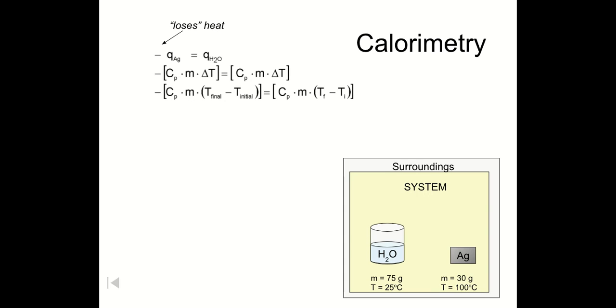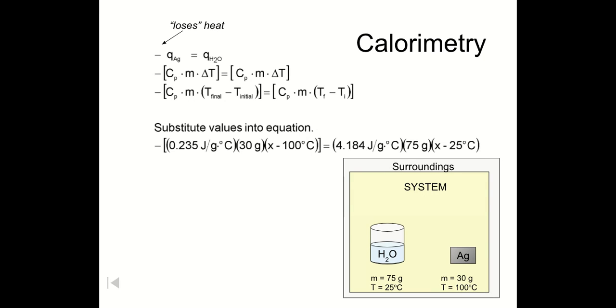But the amount of heat that the water absorbs is going to be equal to the amount of heat the silver lost. And we know that we can represent the heat transferred as the specific heat times the mass times the change in temperature. So if we expand these two equations, what we'll be able to do is calculate that final temperature. Now, notice that we're representing delta T here as the final temperature minus the initial temperature.